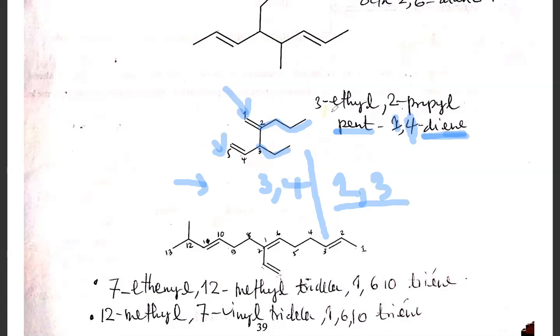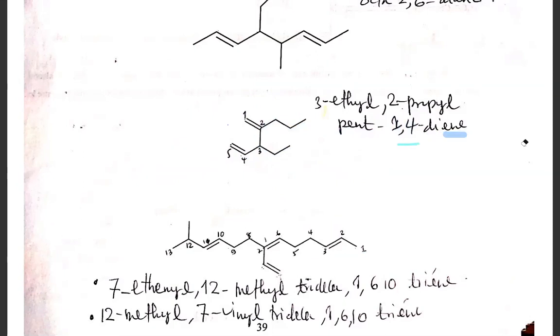Then we are going to go to rule number 4, which states we are supposed to arrange these in alphabetical order. So in alphabetical order, at position number 3, we have an ethyl. So E comes first. And at position number 2, we have a propyl. So 1, 2, 3, that's a propyl. So 1, 2, that's a methyl.